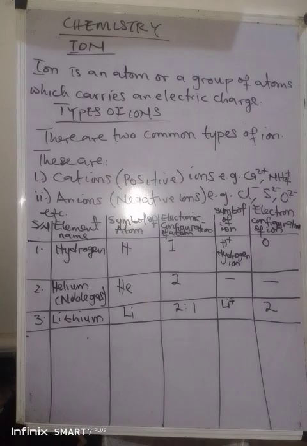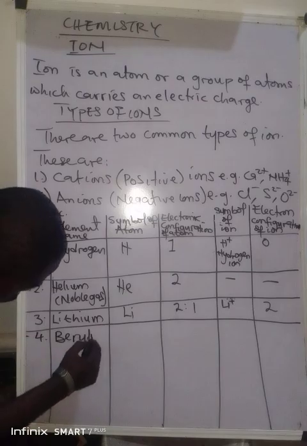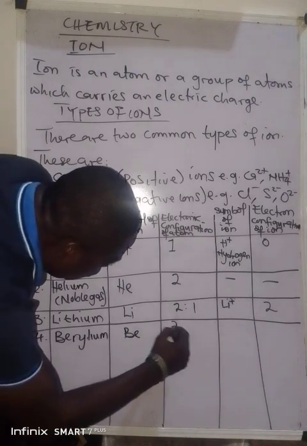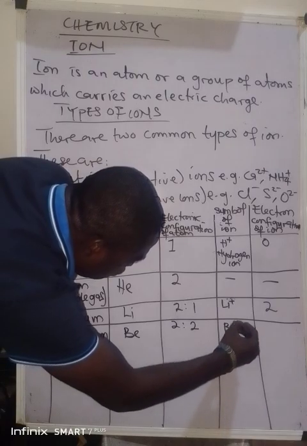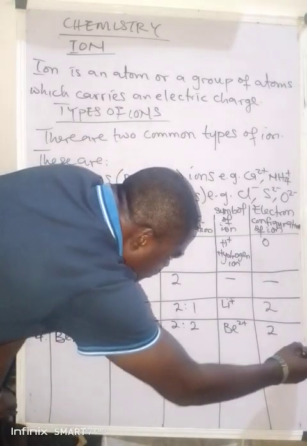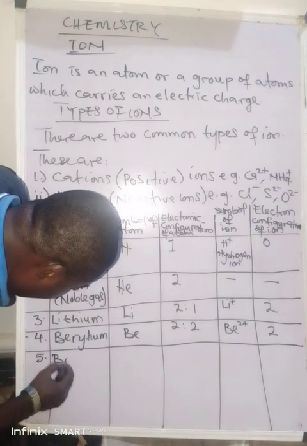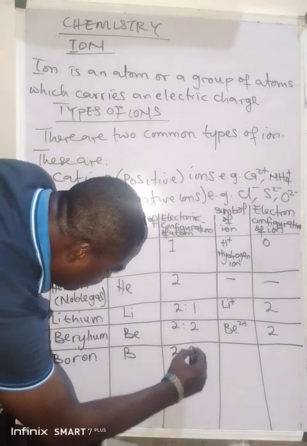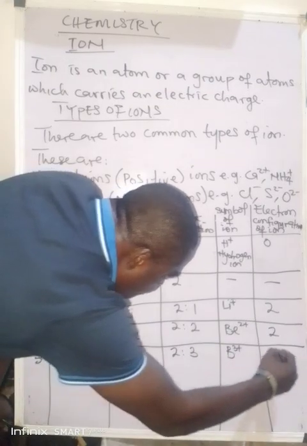Next one is number 4, beryllium. Beryllium atom is Be. So the configuration is 2:2. When it loses these 2, it forms Be 2 plus ion. Then the configuration will now become 2. Then number 5 is boron. Boron, B. Configuration of boron is 2:3. After losing that 3, it becomes B3 plus. And the configuration becomes 2.